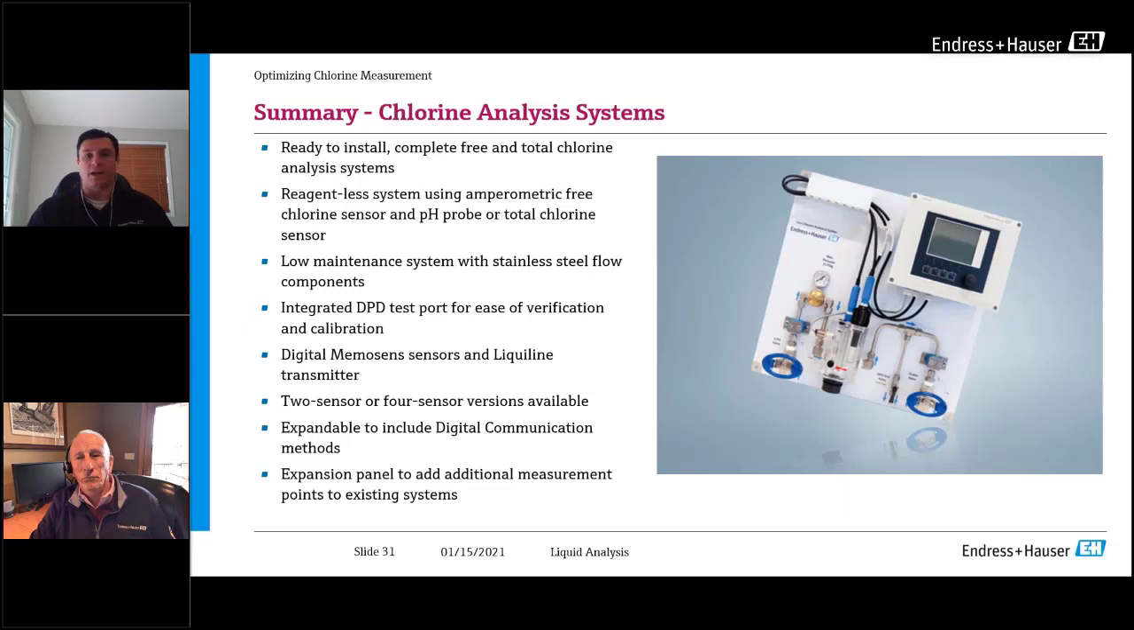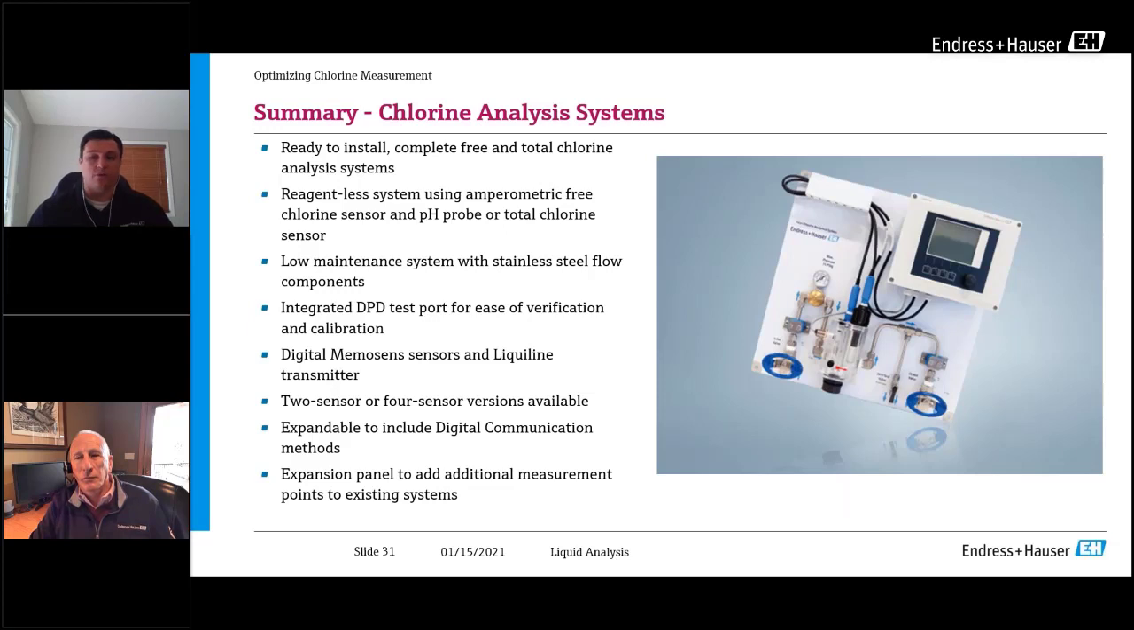You may have seen other versions that have tubing with them or plastic. We try to make a pretty robust panel that can survive a lot, where you're not having to worry about swapping out tubes and connectors and things like that. The integrated DPD test port makes it really easy for you to do that manual verification and calibration with it.